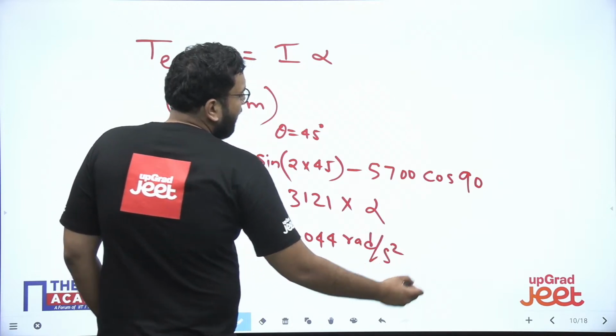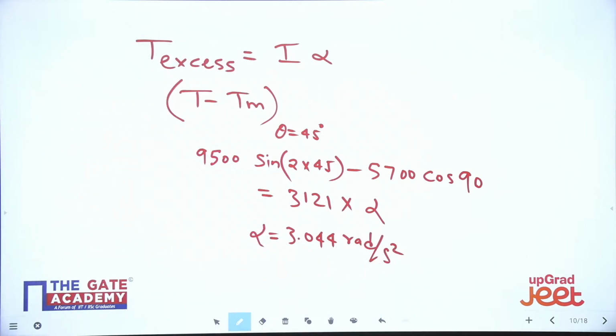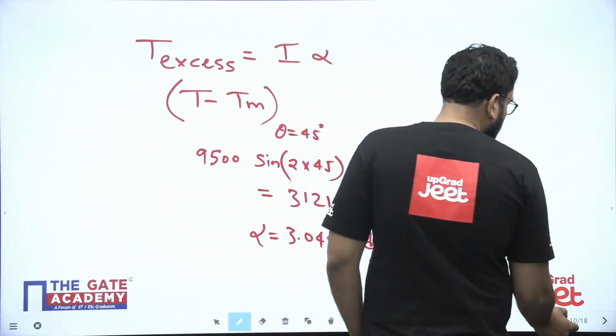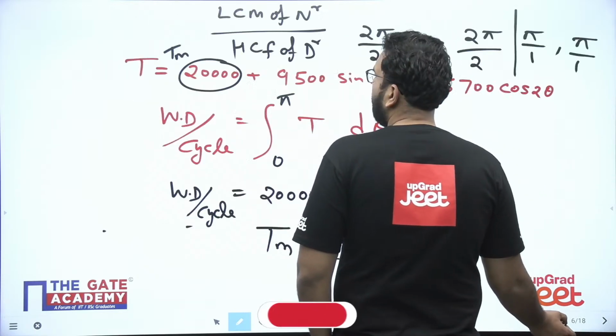When you find it, you will get 3.044 radian per second square. Is it clear? Please answer me yes or no. Is it clear? Please answer me. So this was the third variation of the question of flywheel.